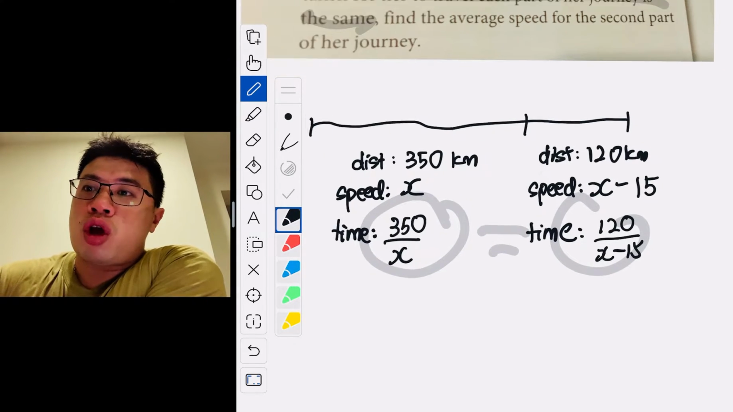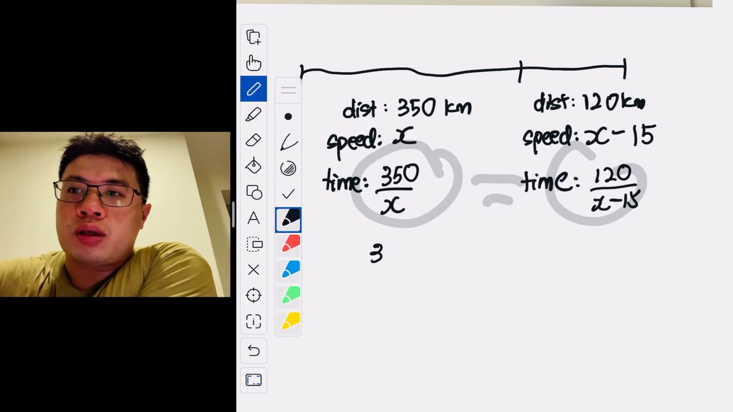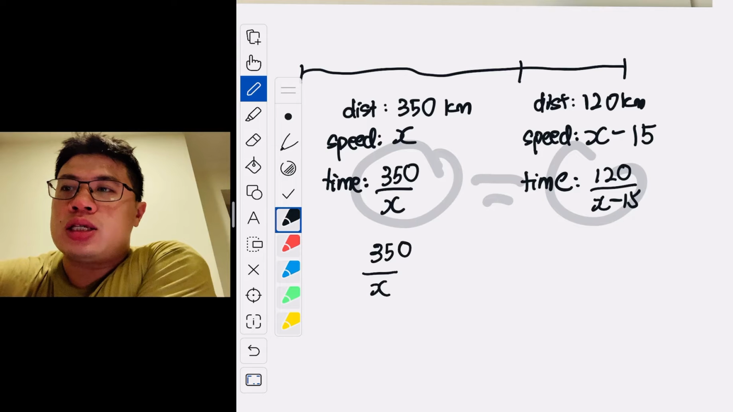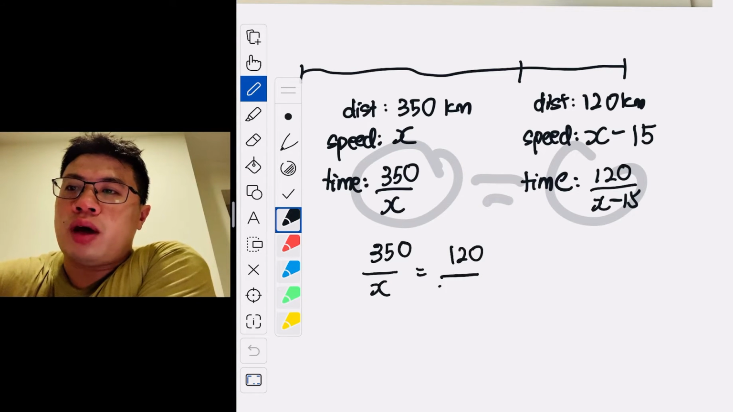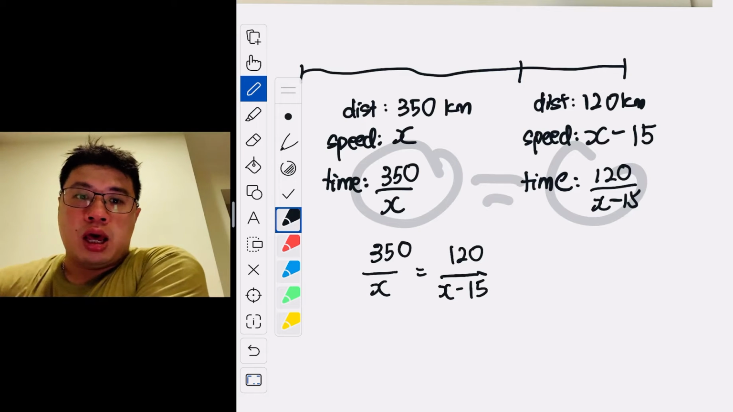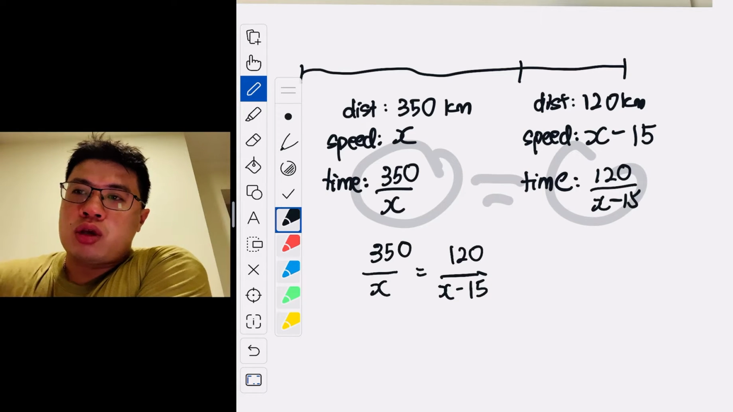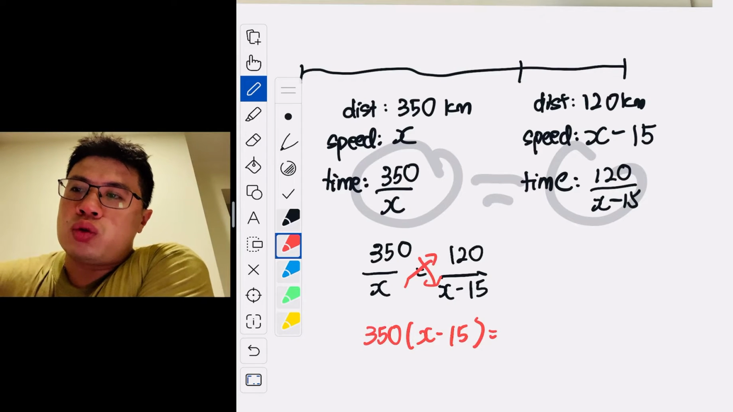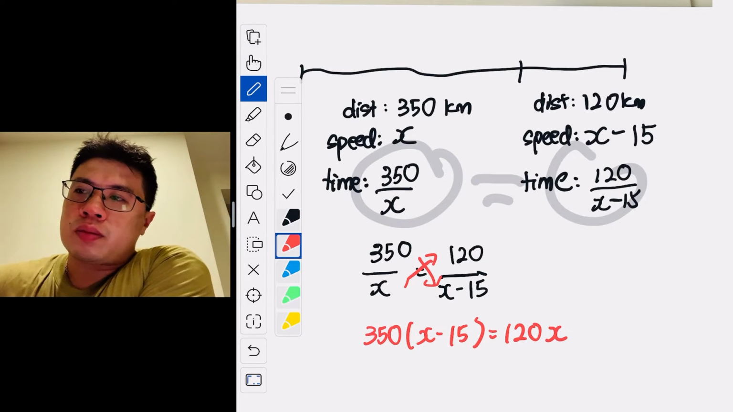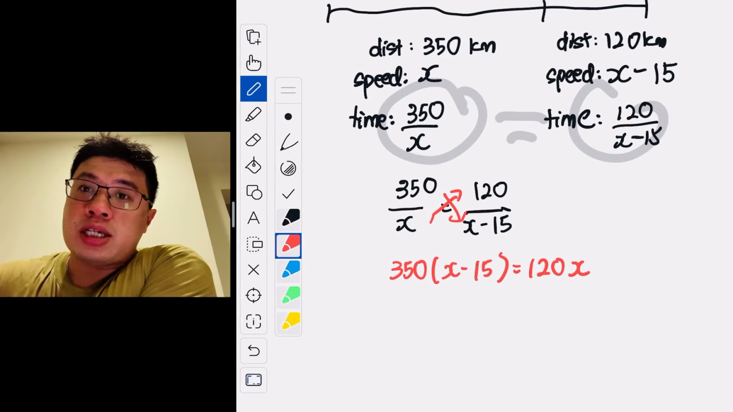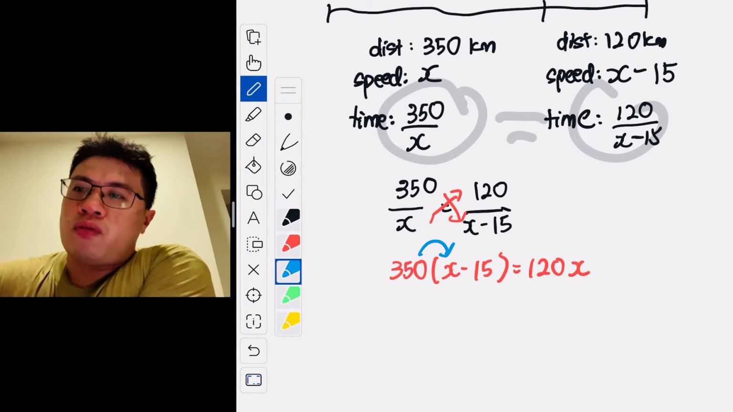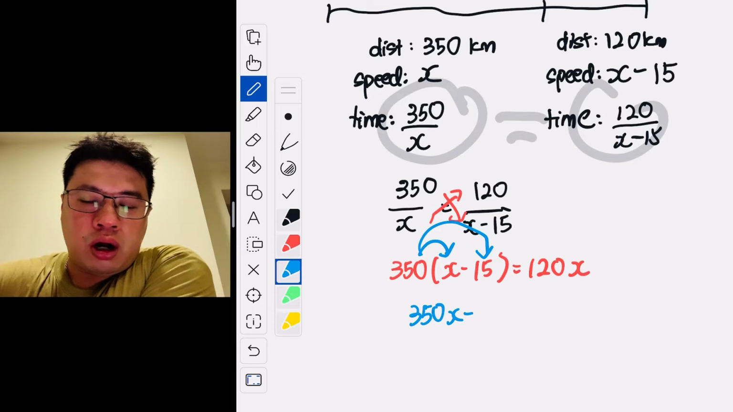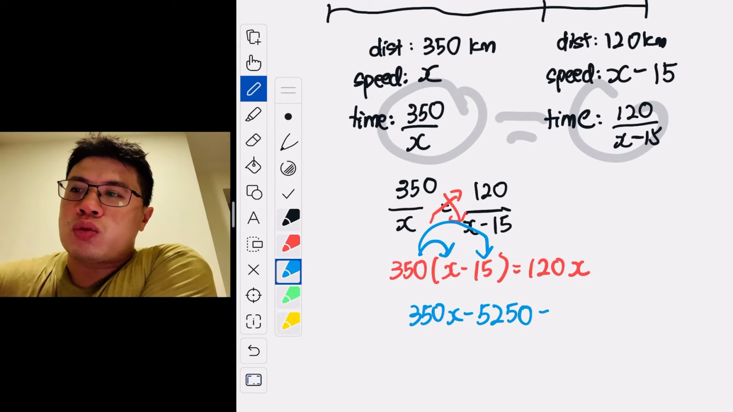So what we can do next is form an equation: 350 over x is equal to 120 over x minus 15. And there you go, you have an equation. From there you cross multiply. Once you cross multiply, we have 350 multiplied by x minus 15 equals 120 multiplied by x. After that, just simplify and solve the equation on both sides. 350x, 350 times 15 gives you 5250. On the right hand side is 120x.